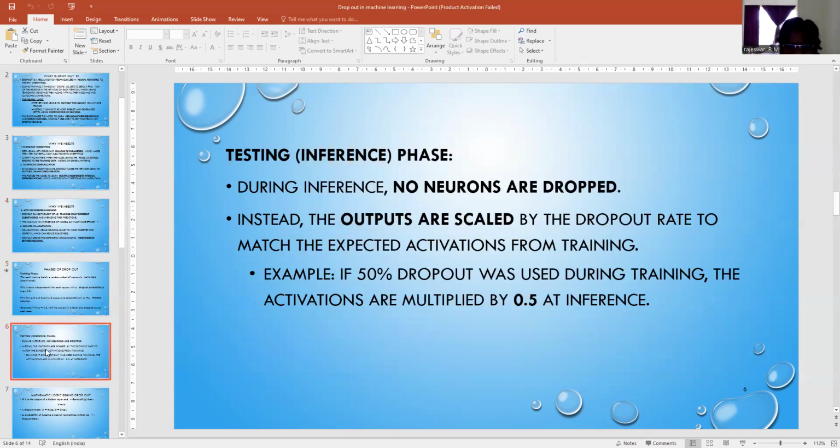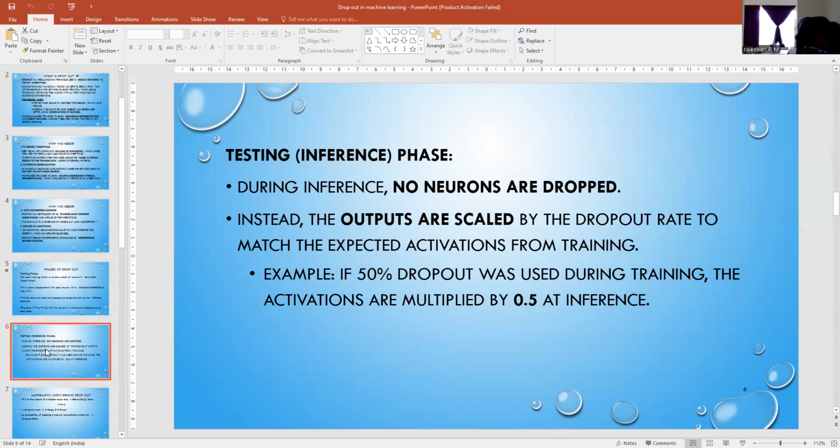Next is the testing phase. During testing or inference, no neurons are dropped. Neurons are dropped only in the training phase. No neurons are dropped in the testing phase. Remember, this is the important part. The outputs are scaled by the dropout ratio to match the expected outputs from training.